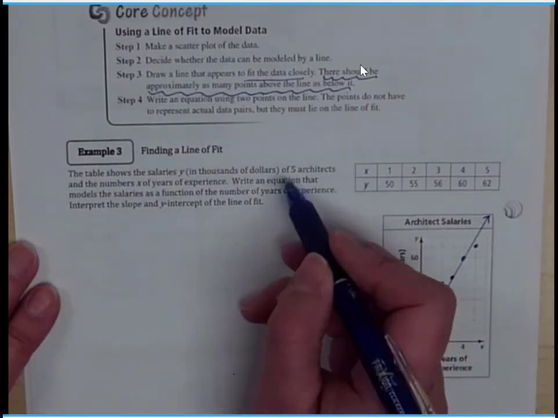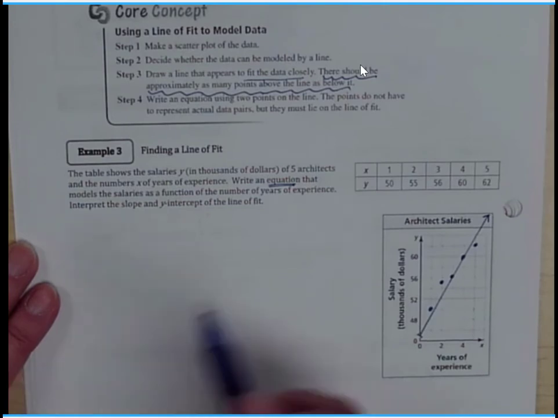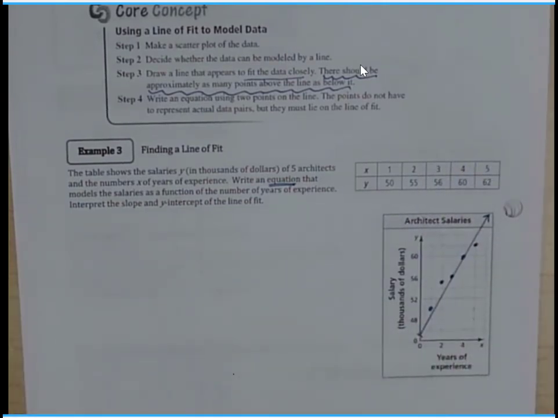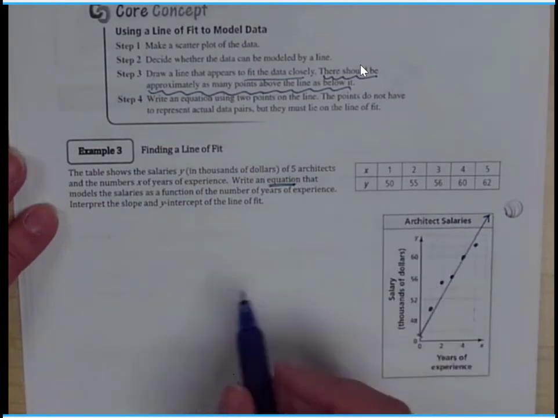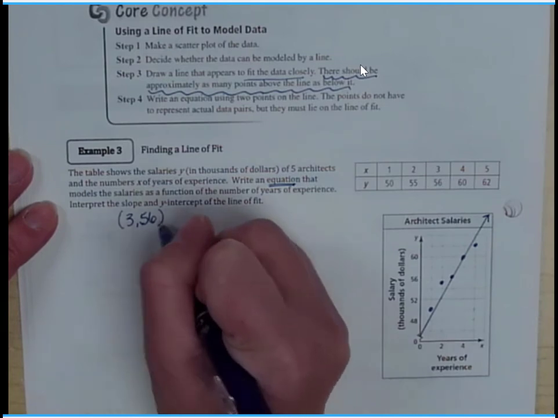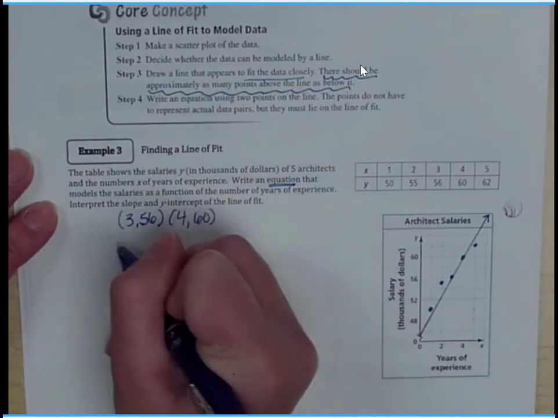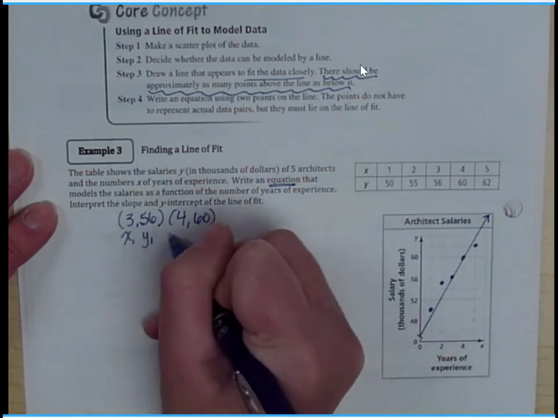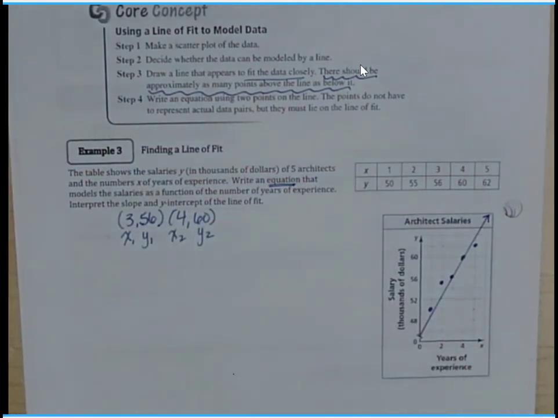Well, now let's talk about writing an equation. Well, what do I have? I've got some points, therefore I can use these to write an equation. Now, everyone's equation may be a bit different depending on what points you use because this is not technically a linear function. So if you use different points than I do, your answer won't be the same, but it should be close. So I'm going to pick 2 points. I'm going to do 3 and 56 and 4 and 60. Why did I pick those points? I just like those numbers, no particular reason.